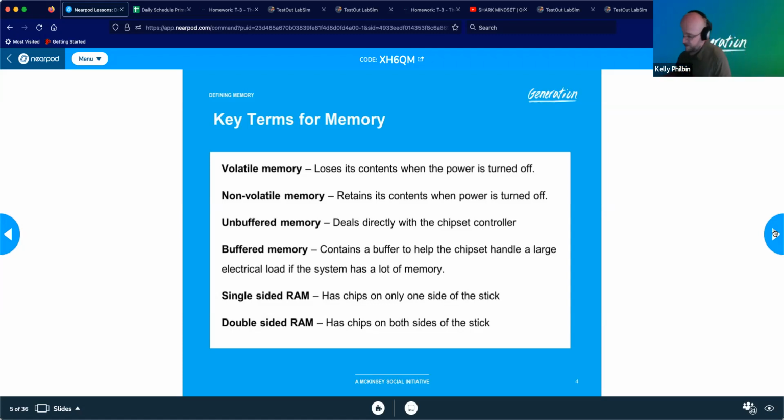So for non-volatile memory, where do we think we would want to utilize this with regards to computers? Where would we want to put non-volatile memory? Drive.